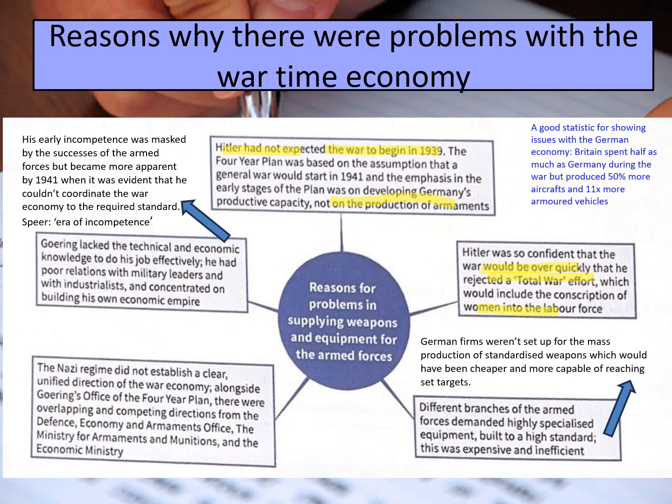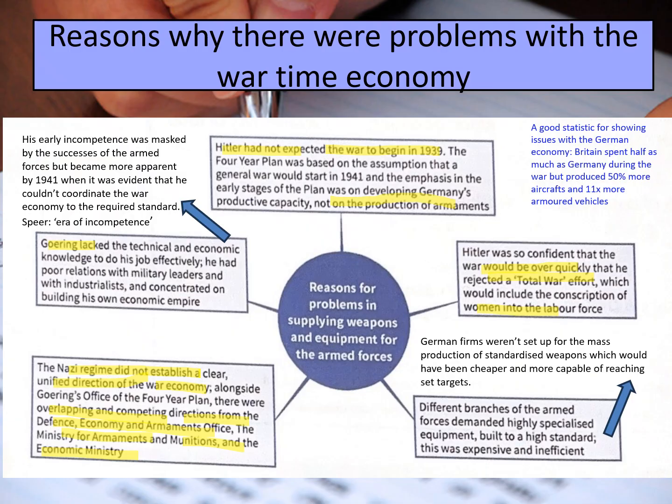Furthermore, just like with the rest of the Nazi state, there were a lot of overlapping organisations, and the Nazi regime did not establish a clear, unified direction of the wartime economy. Just like we've seen before, there was lots of overlap between different terror organisations, for instance. There was also a lot of overlap and competing directions from different offices within Germany, including the Defence, Economy and Armaments Office, the Ministry for Armaments and Munitions, and the Economic Ministry, where they don't all agree on what they're doing, and there isn't a good level of leadership to provide that direction.